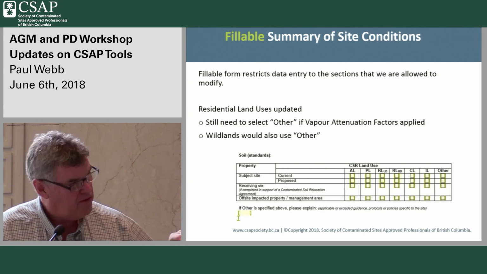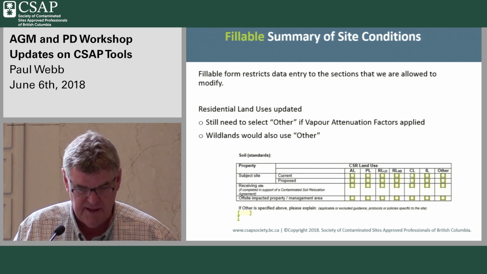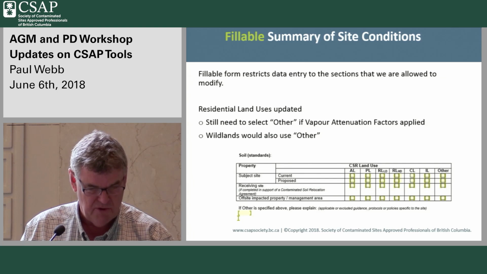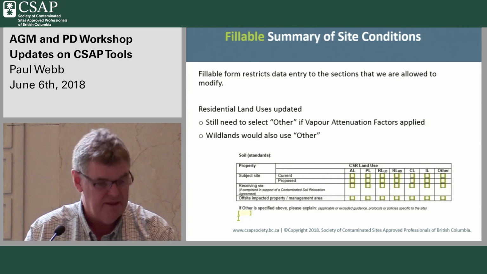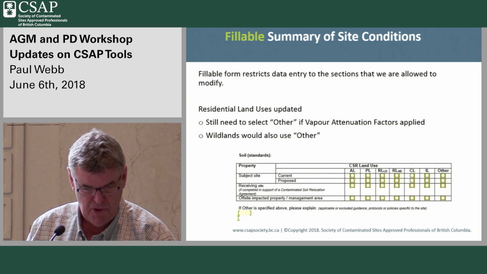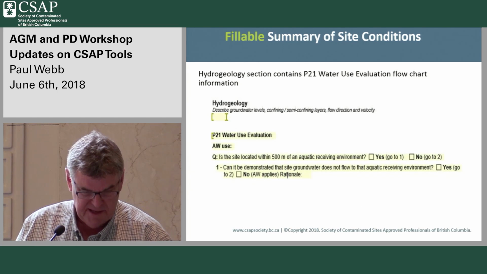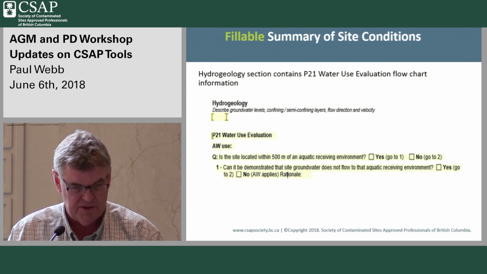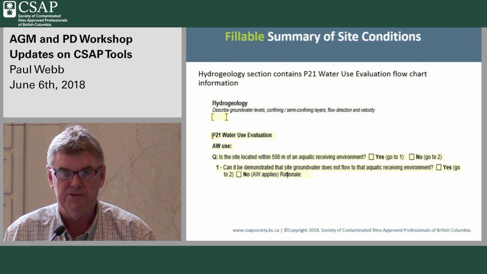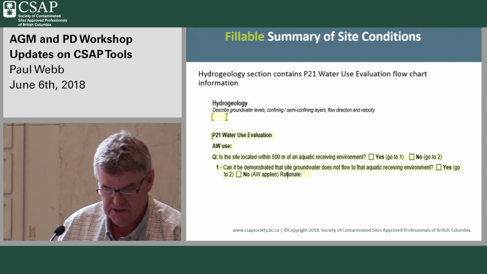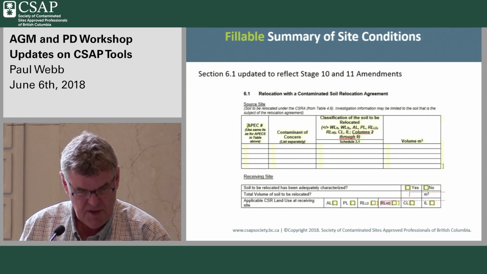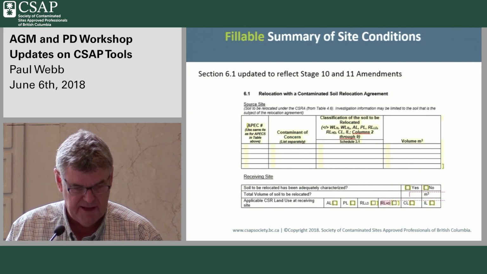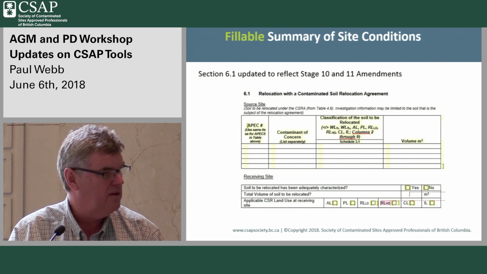So you can see how the different things are highlighted. Those are the areas where you can actually input stuff. If you're looking for those little brackets, it's an indicator that that's what you can actually modify. And as I said, stuff like the hydrogeology section, I've only shown a bit of it, but it includes that whole P21 water use evaluation so that it's all there ready for you to go through and fill out. And other areas, 6.1 had a lot of updates for the different land uses as well, so we included that as well.